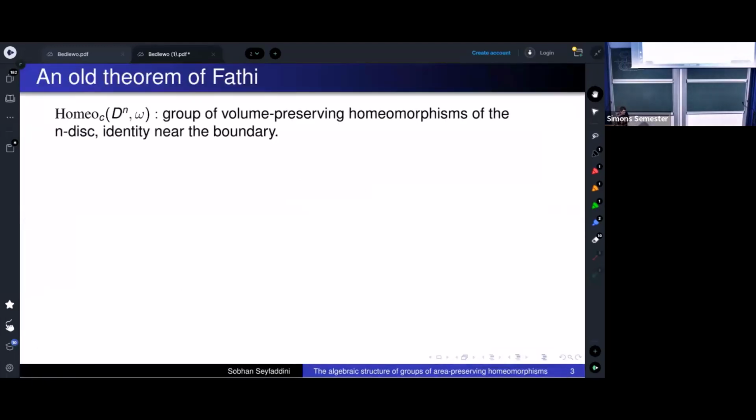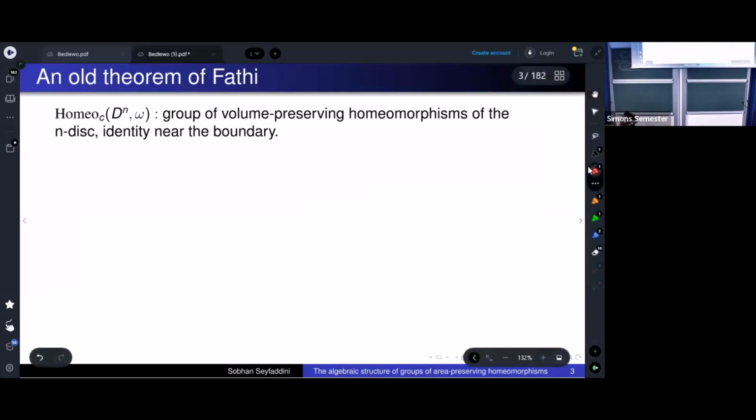I'm going to begin my talk with an old theorem of Albert Fathi from the 1970s. I believe at that point in time, he was a PhD student in Orsay, and he was interested in the group of compactly supported volume-preserving homeomorphisms of the n-dimensional disk or the n-dimensional ball. So that's what the notation stands for.